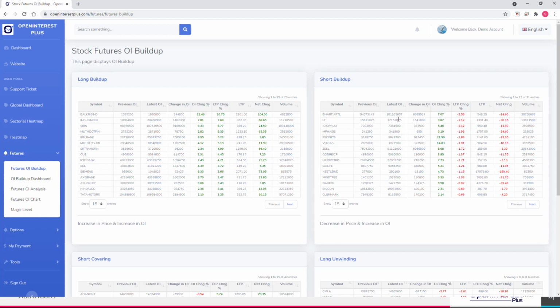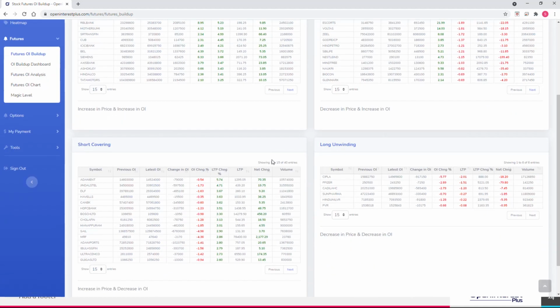Here, if you look at Bharti Airtel, L&T, ICICI Prudential, these were under the short buildup, and these were Balakrishna Industry, IndusInd Bank, SBI, Muthoot Finance, RBL, Motherson, all these were under long buildup. So this will give us the classification of stocks into each of these quadrants. Below we have short covering as well as long unwinding.